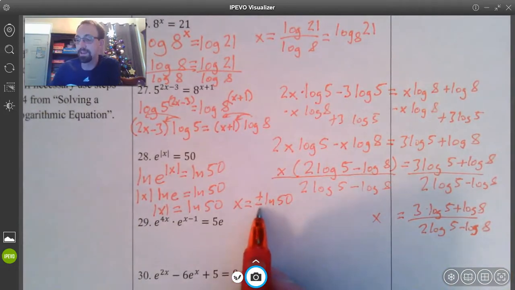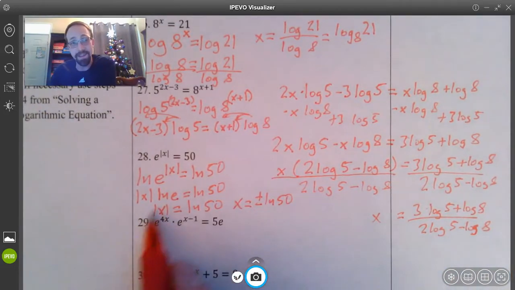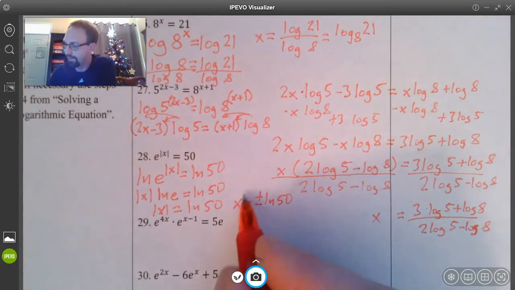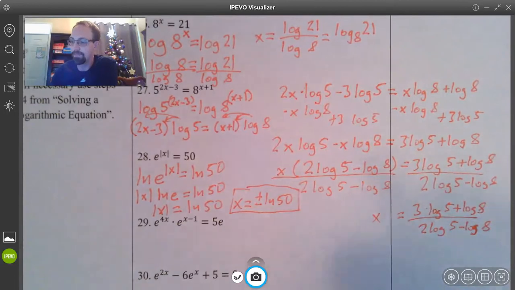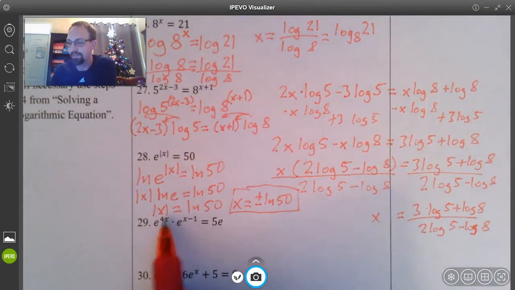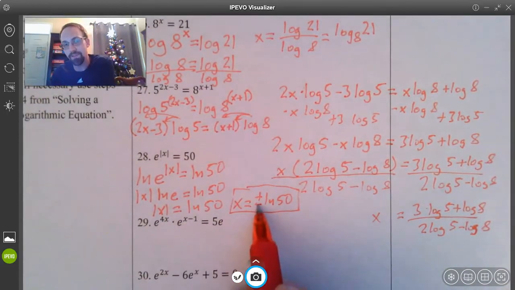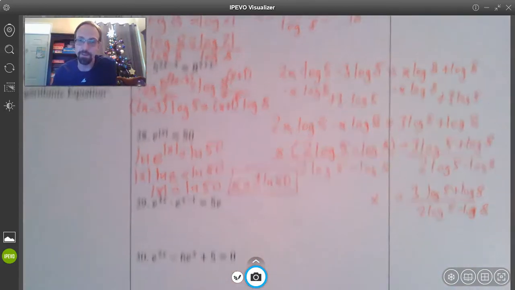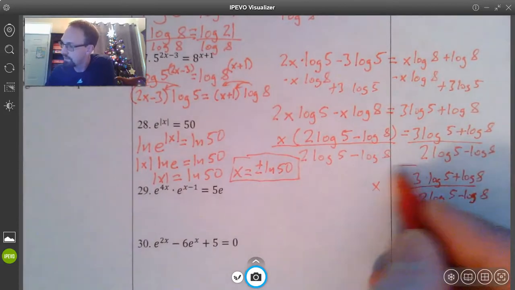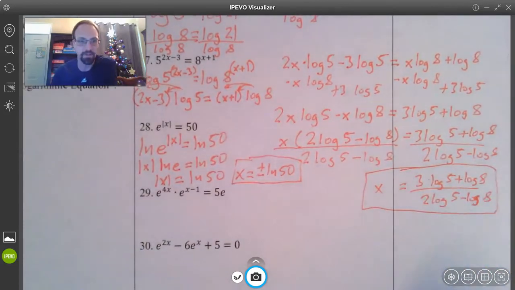Remember, whenever you plug in negative natural log of 50 for x, you're going to simplify it by taking the absolute value of it first and then applying the rest. And remember, the negative sign here is in front of the natural log, not of the 50. If it was of the 50, we would need to do something else. I forgot to box that answer. I apologize.